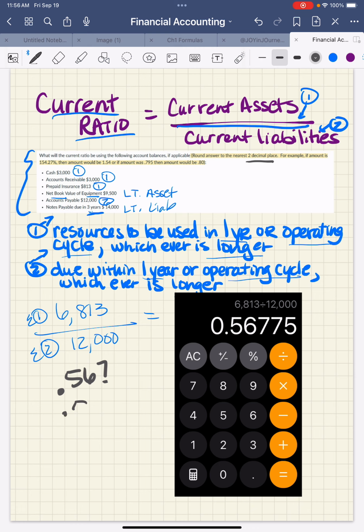So the final answer will be 0.57. And that will be your answer for your current ratio. This concludes this video, and remember, today is a great day to learn accounting.